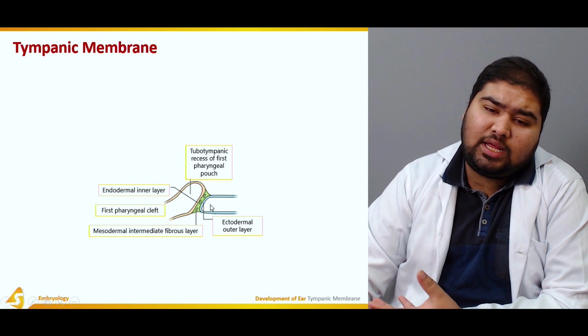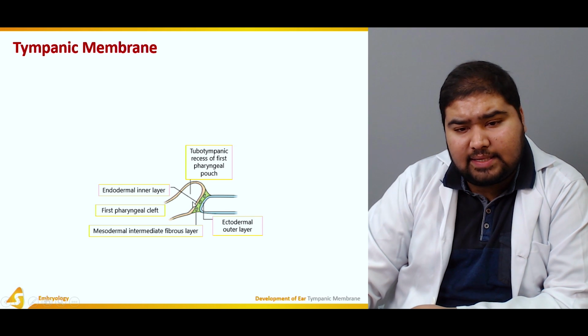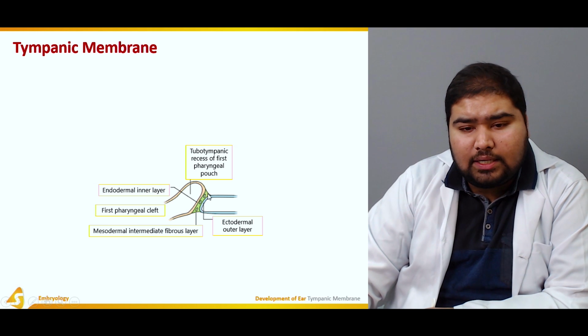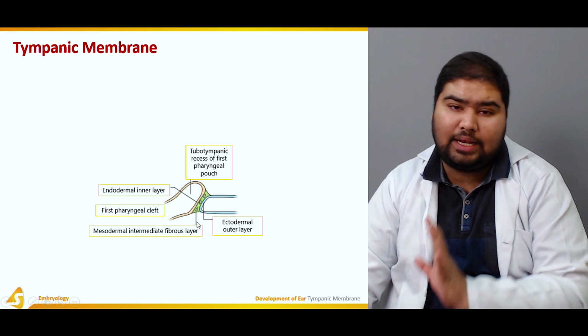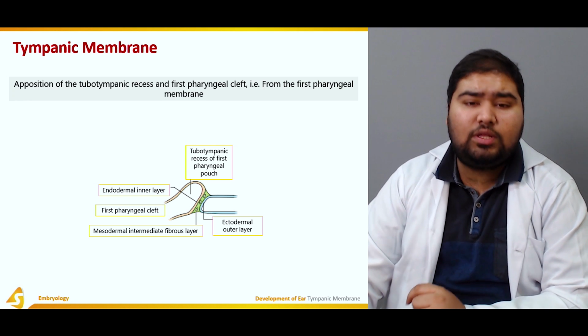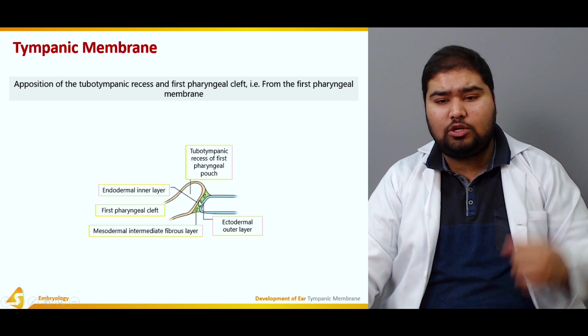This is actually the ectoderm of the pharyngeal pouch. This is the tubotympanic recess in pink. And this in green is actually the tympanic membrane. Now let's see how the development of tympanic membrane proceeds. So there's apposition of the tubotympanic recess in pink. This is the tubotympanic recess.